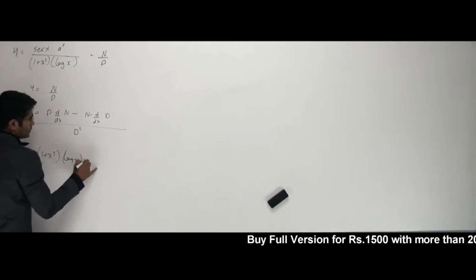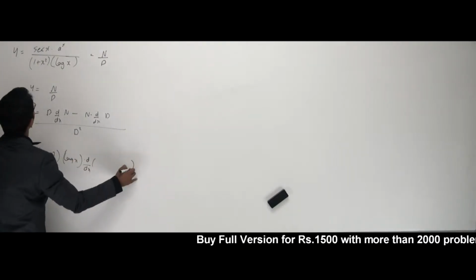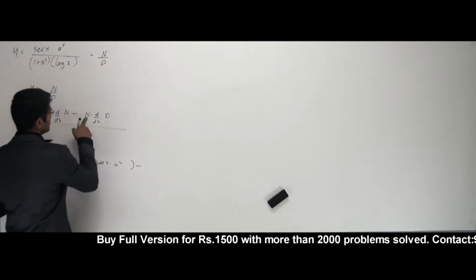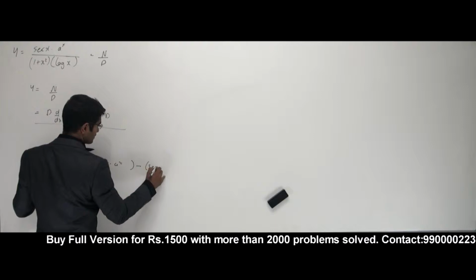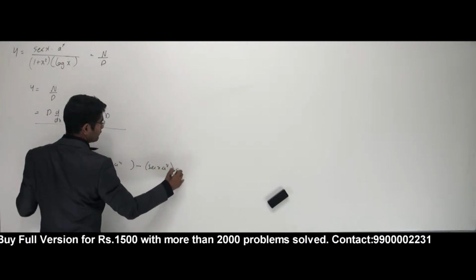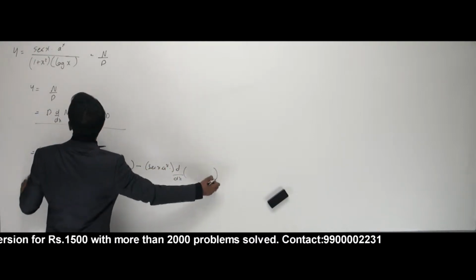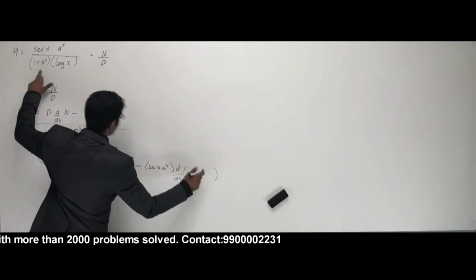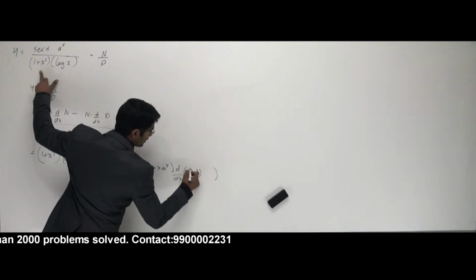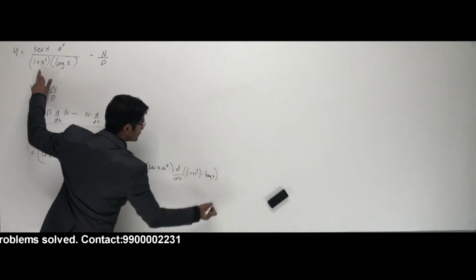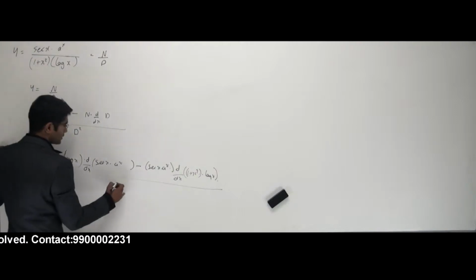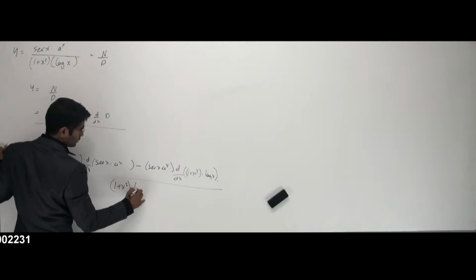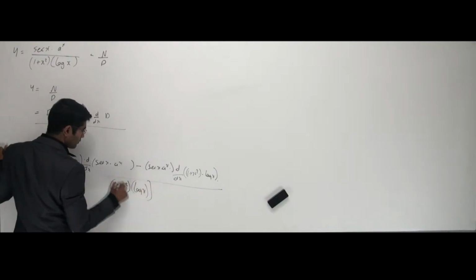Times differentiation of numerator, that is secant x into a power x, minus the numerator, which is secant x into a power x, times differentiation of the denominator, that is 1 plus x squared into log x. That's what we have. The whole thing is divided by denominator squared, that should be 1 plus x squared into log x, the whole squared. Okay, that's what we have.